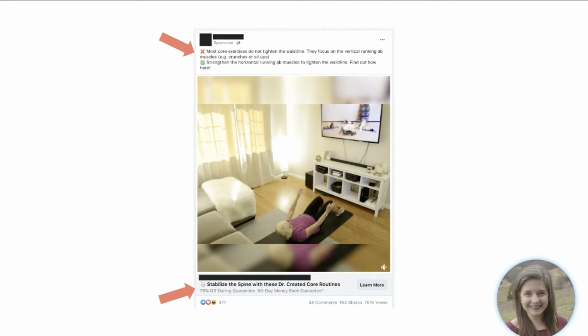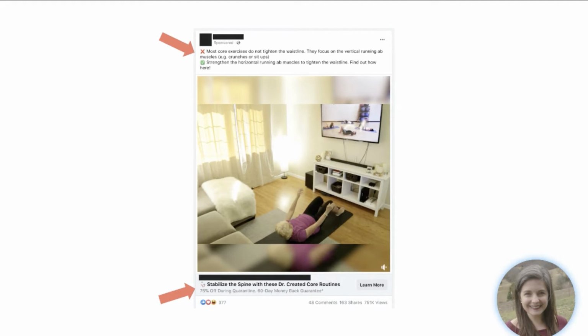That's also apparent in the description text. We can see that it says, "Most core exercises do not tighten the waistline." So we're mentioning tightening the waistline, which is connected to that core outcome that we assume this ideal buyer wants: they want to flatten their belly.